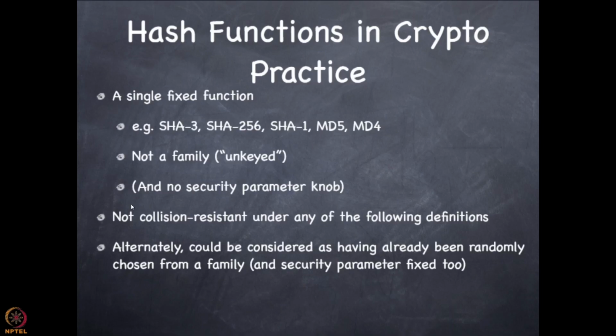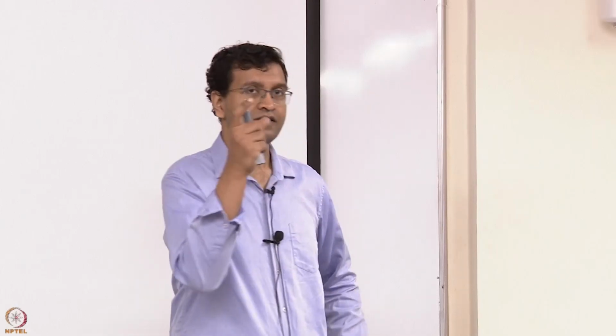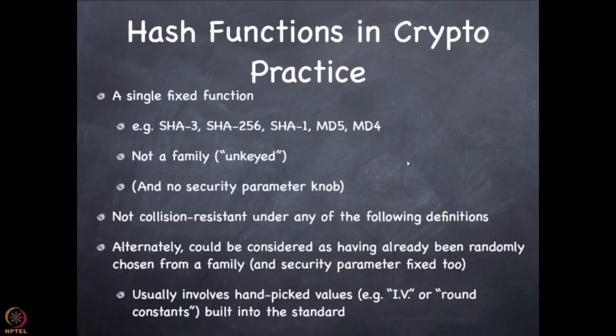But then how do we justify what I'm going to talk about now versus how it's used in practice? Well, one thing is you could imagine that these standards were already picked at random from some family. That's a reasonable way of looking at it, because these things do have some randomly chosen values inside them, hard-coded into the standards. Things like the IV, initialization vector, or round constants are built into that function. So you could say those were randomly chosen, and that's the world we are living in with those particular values, but in principle, they could have been chosen at random.